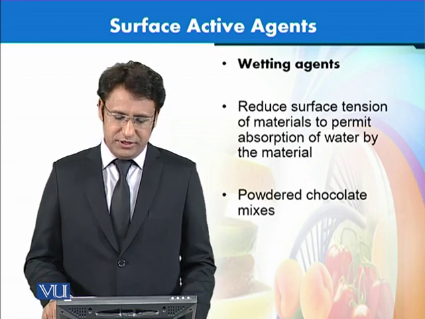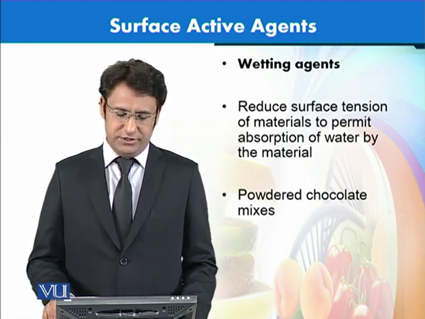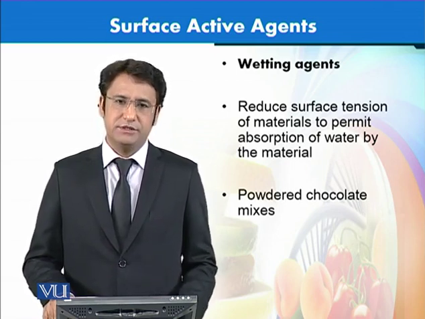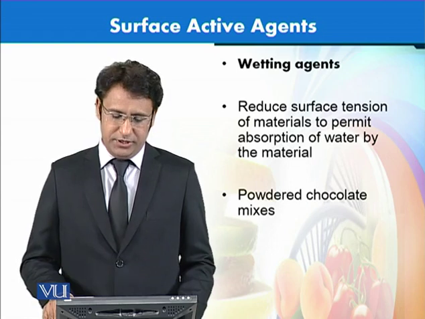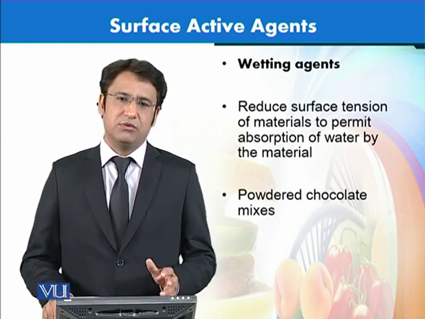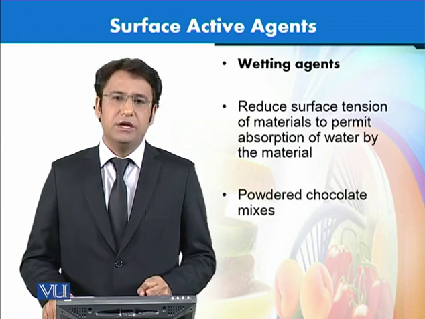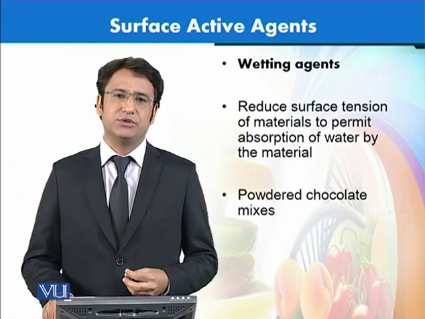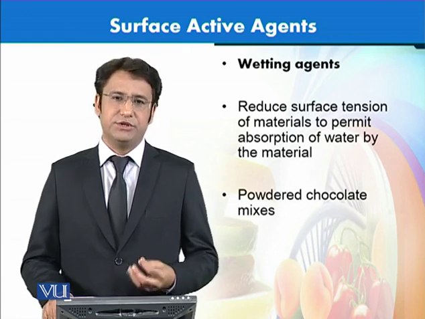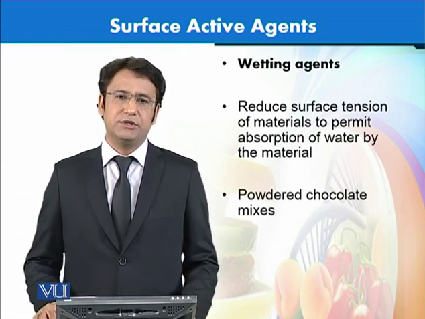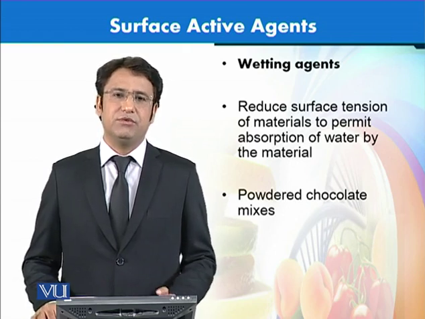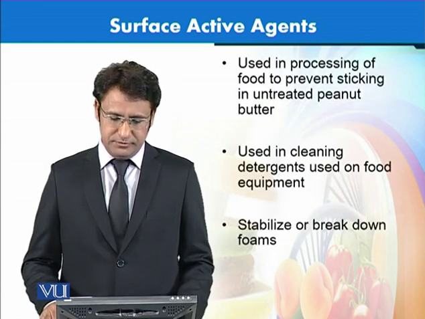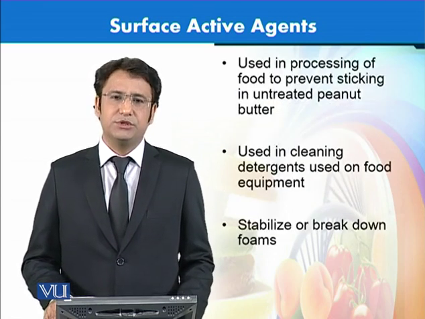As we earlier discussed, the wetting agent would reduce the surface tension of materials, and it would help the absorption of water on the material quite easily. The example is powdered chocolate mixes. We have to add these wetting agents in powdered chocolate mixes so that the surface tension is reduced and we can easily mix these powders into the final product that we want, and they can be added into water and dispersed easily. They can also be used in many other examples.